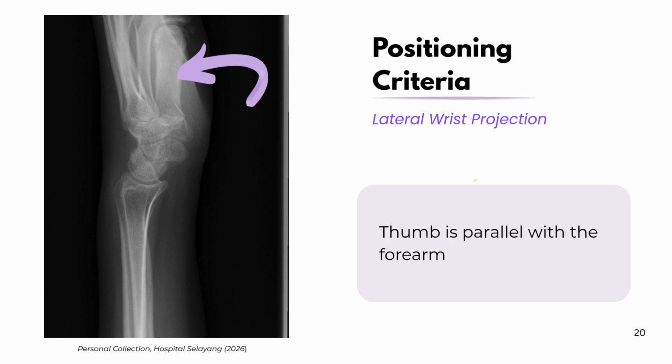The final positioning criterion is the alignment of the thumb with the forearm. In this radiograph, the thumb is positioned parallel to the forearm, indicating correct hand and wrist positioning. This helps maintain a true lateral wrist projection and minimizes rotational distortion.